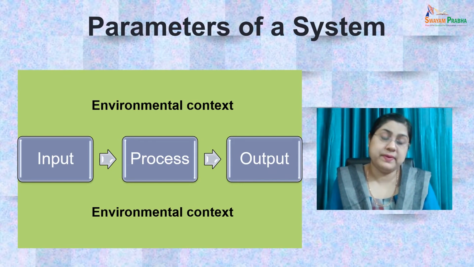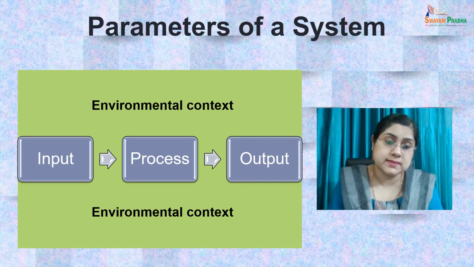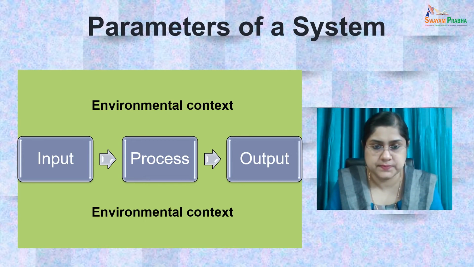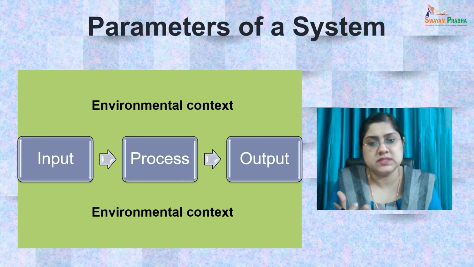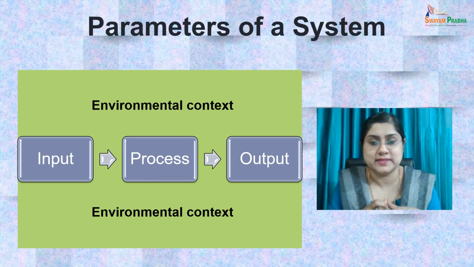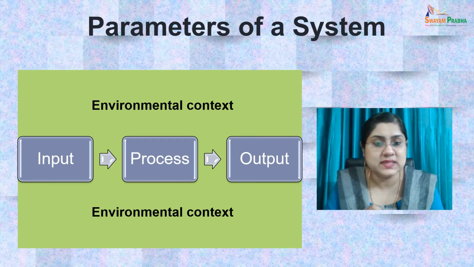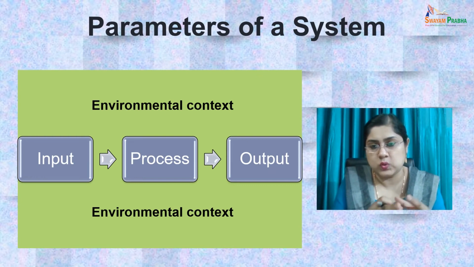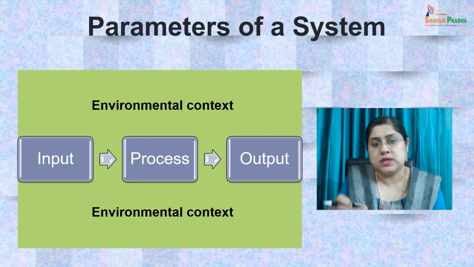Let us talk about the parameters of a system. Any system can be described in terms of four basic parameters. What are these? The first parameter is the input, then the process, the next is the output, and then the next is the environmental context. So these four are the basic parameters of any system. You can see here on the screen this flow chart or flow diagram, which can actually give you an idea that how these four parameters work together.